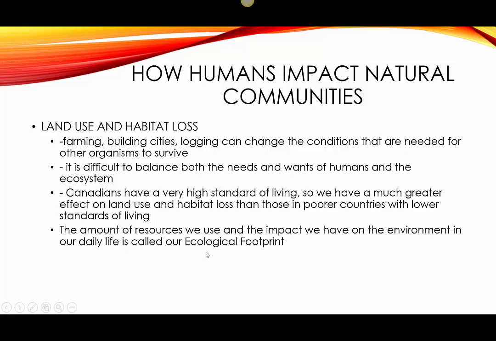Canadians have a very high standard of living, which means that we expect a lot. We like our electronics, we like our big cars, we like our fancy houses. And so as a result, we have a much greater effect on our land use and habitat loss than those countries that are poorer, or third world countries that have lower standards of living. The amount of resources that we use has an impact on the environment. It's called our ecological footprint.